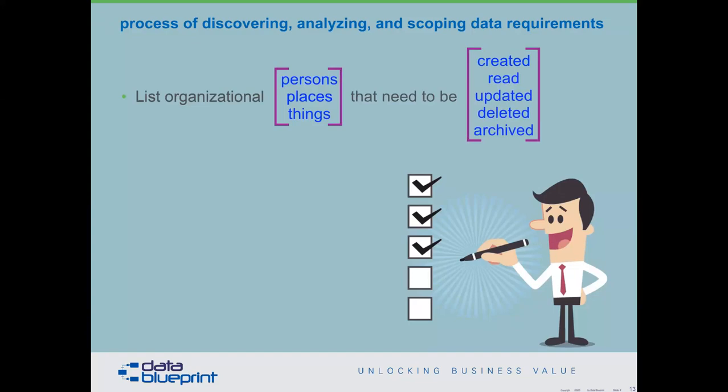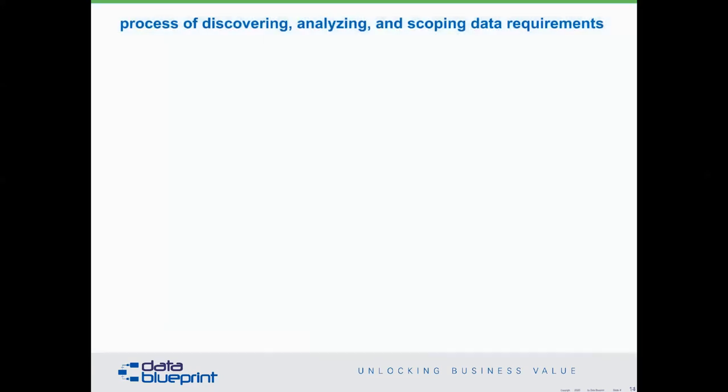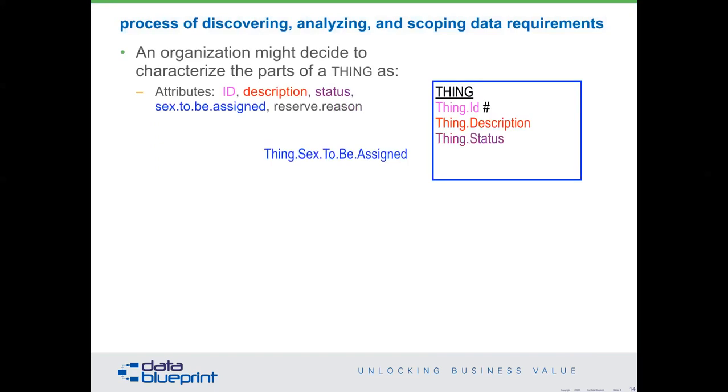And then when we finally get to the next piece of this, these bits and pieces that we have, the things that need to be updated, are called attributes. And the attributes are characteristics of the persons, places, or things that we're taking a look at. Let's take a look at how that actually works. An organization might describe the parts of the thing as attributes: ID, description, status, sex to be assigned, reservation reason. These are attributes of a thing that we're describing.